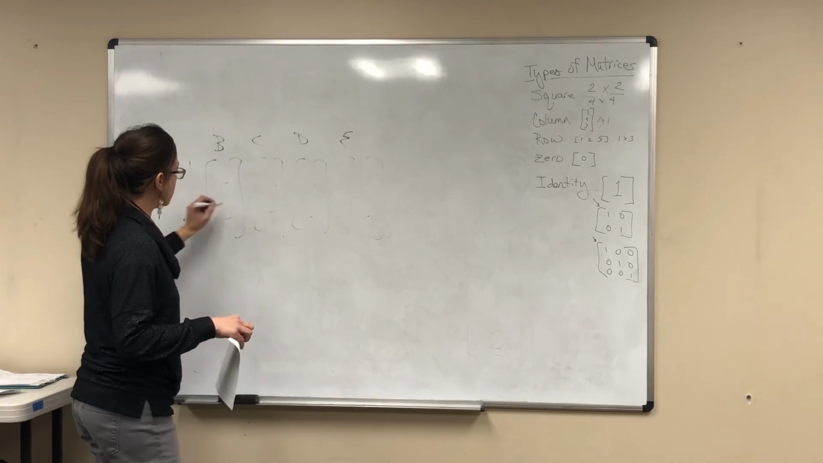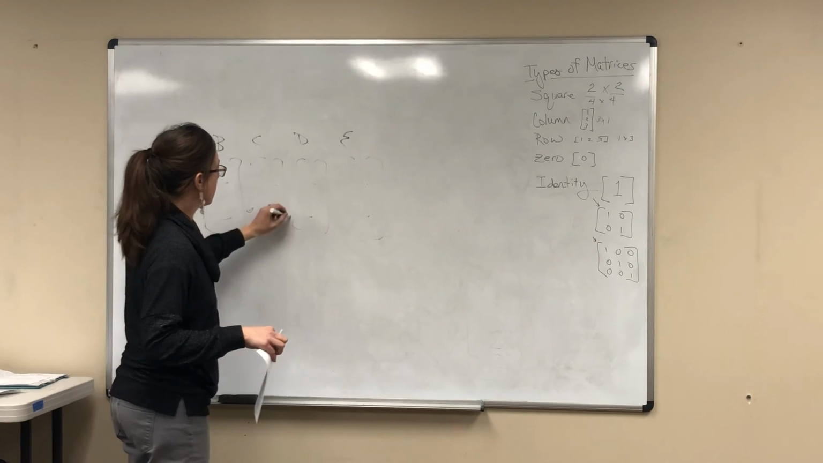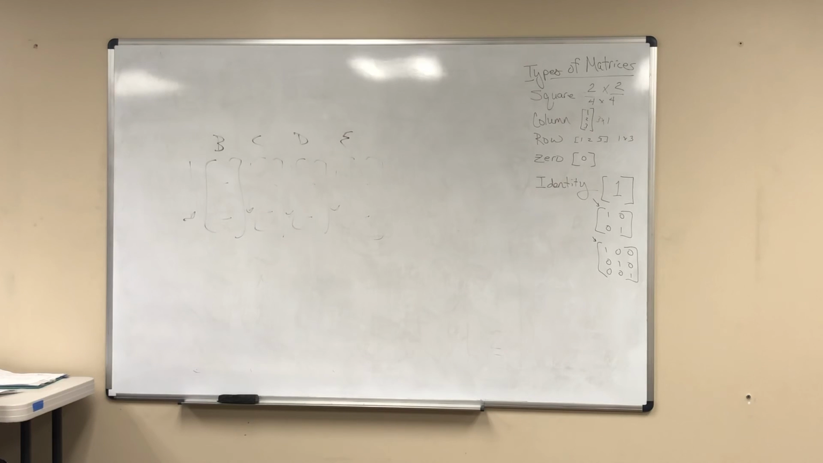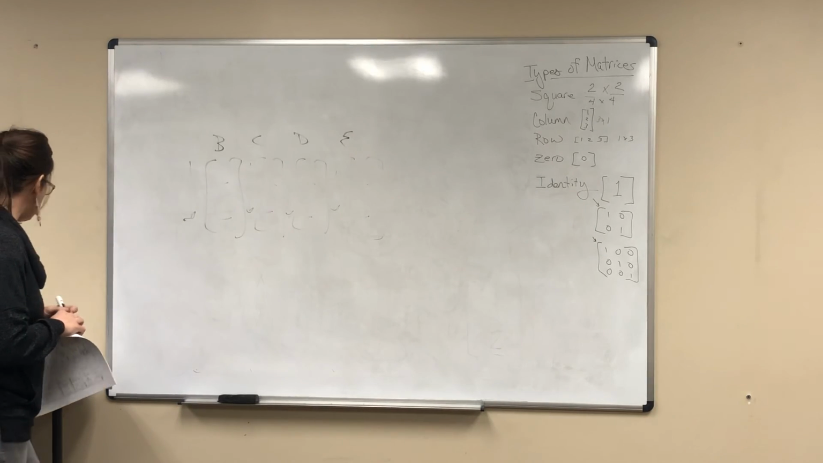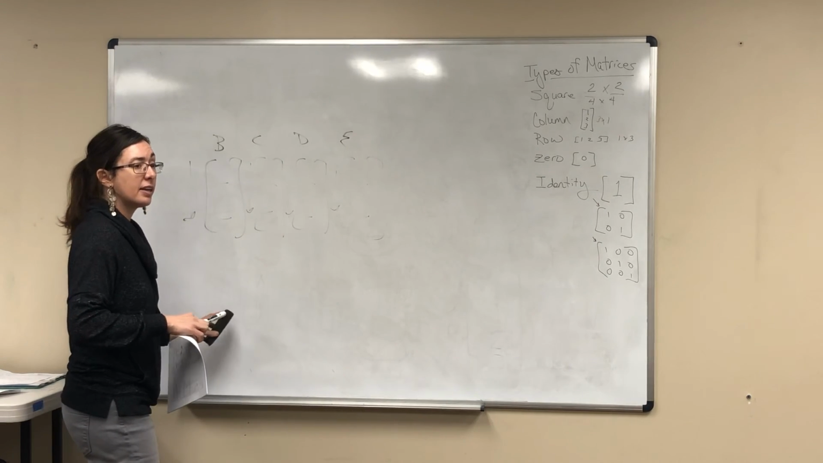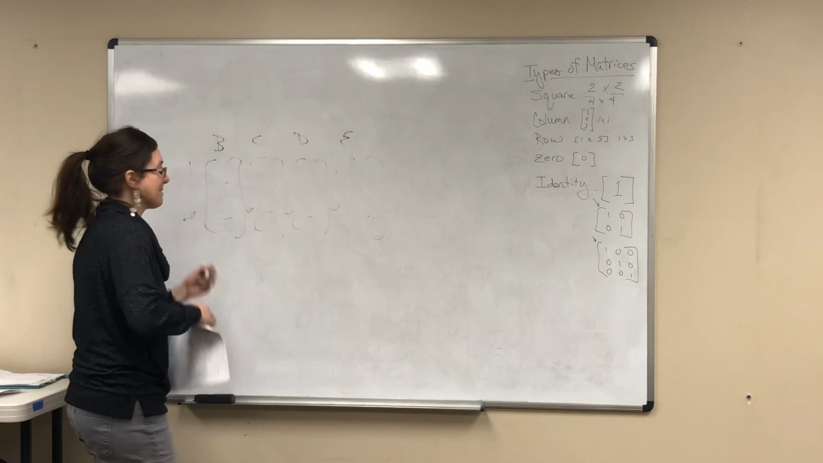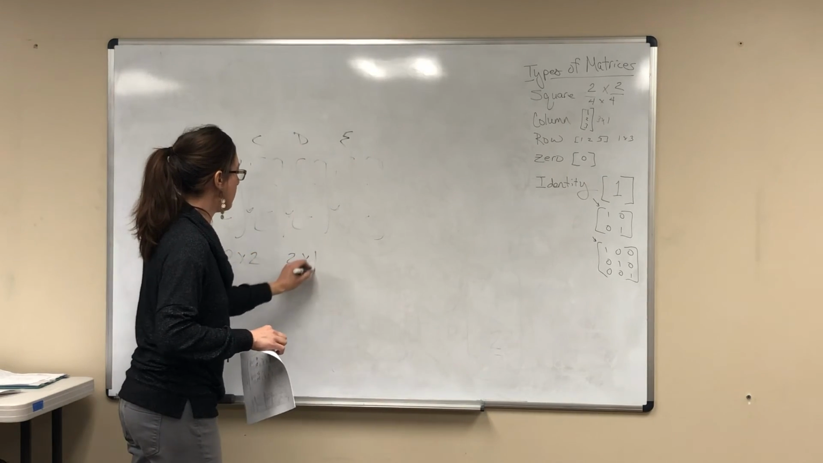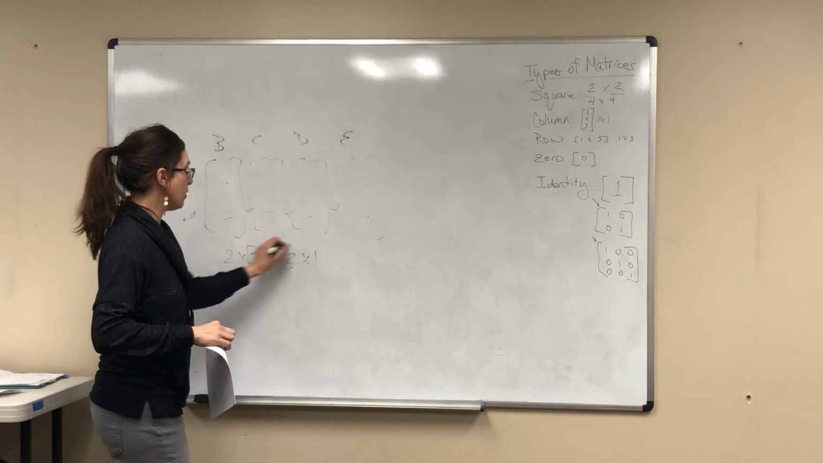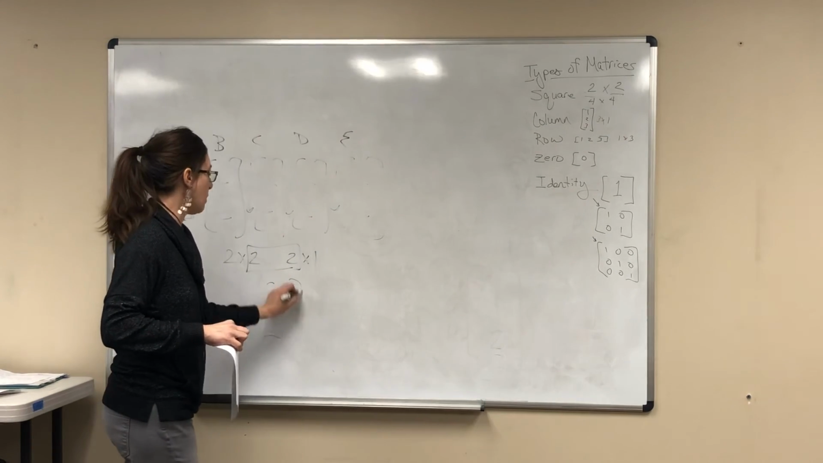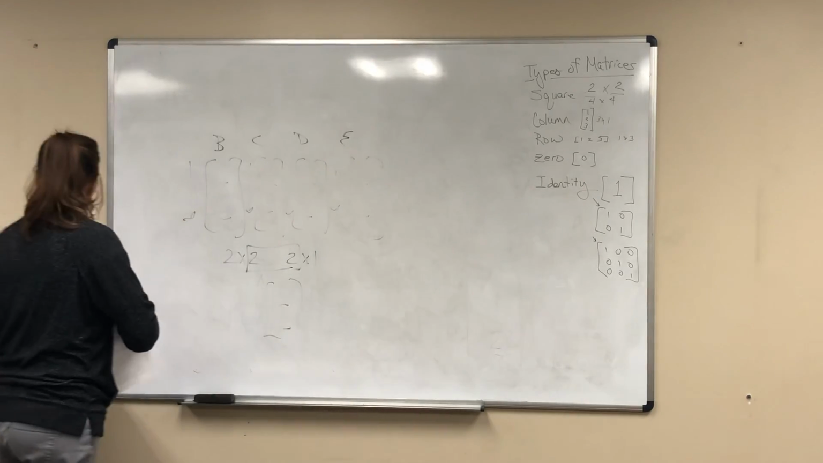You will go down and across. Because you have a 2 by 2 multiplied by a 2 by 1, all of your answers should come out being what? A 2 by 1. Okay, so there's that one.